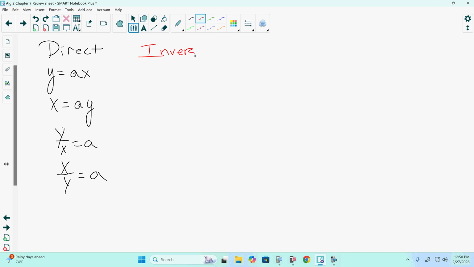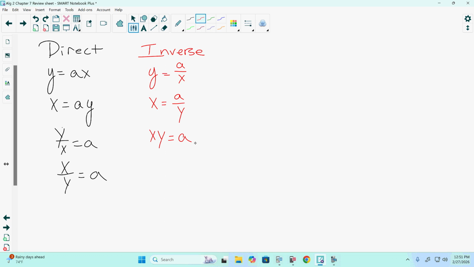Inverse variation, y equals a divided by x. We can just as easily say x is equal to a divided by y. Or if we get that a, that constant term, by itself, x times y equals a. These are all different versions of direct and inverse variation.